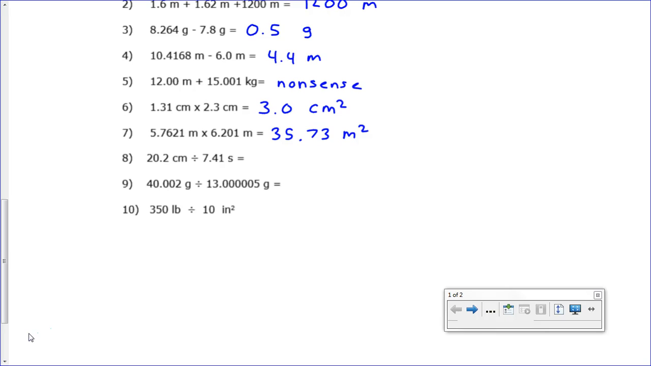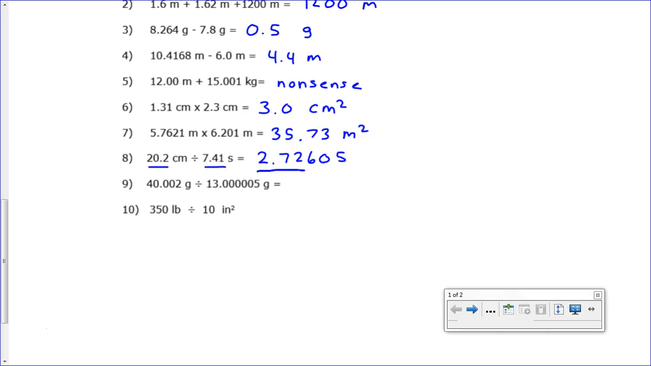Problem number 8. It's a division problem, so we count the sigfigs. This one, that's a sandwich 0, so it counts. So that's 3 sigfigs. 7.41, none of those are zeros, so they all count. So that's 3 sigfigs. So our answer should have 3 sigfigs. You put this in the calculator, you get 2.72605, etc., etc., etc.